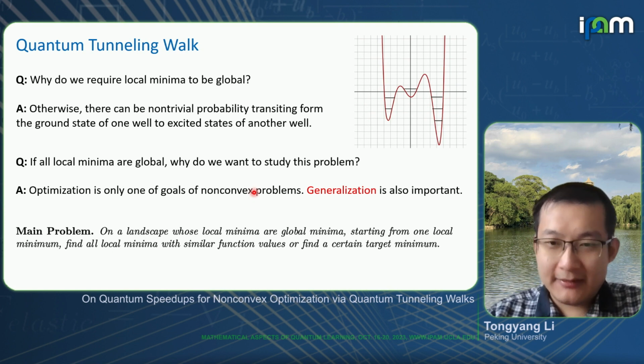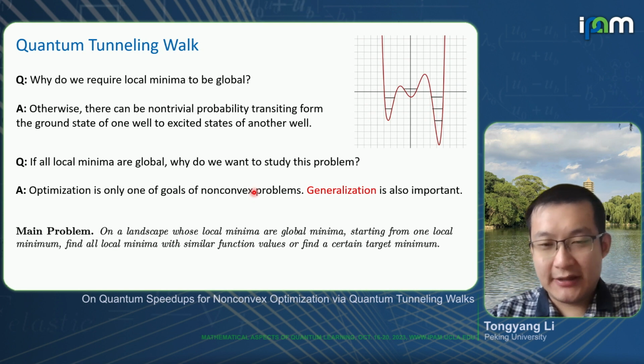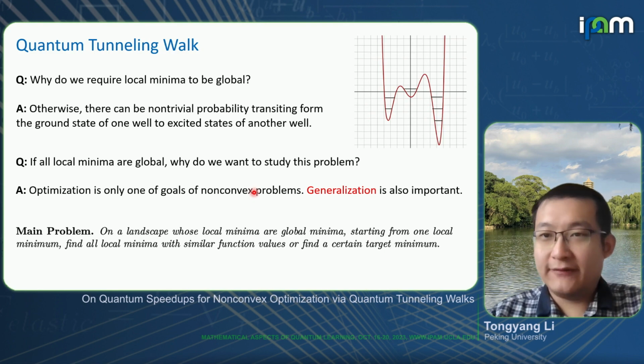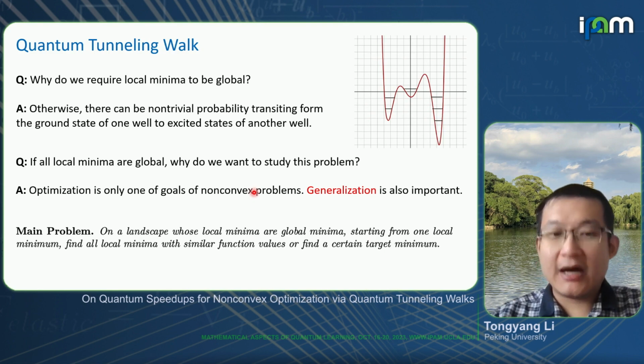The main problem that we study here is this: we assume we have a function whose local minima are actually global. And we want to study, starting from one of the local minima, how to find all the other local minima with similar function values. So we start from a local minimum and find the others. We know the starting point, and we know the function values of these local or global minima.